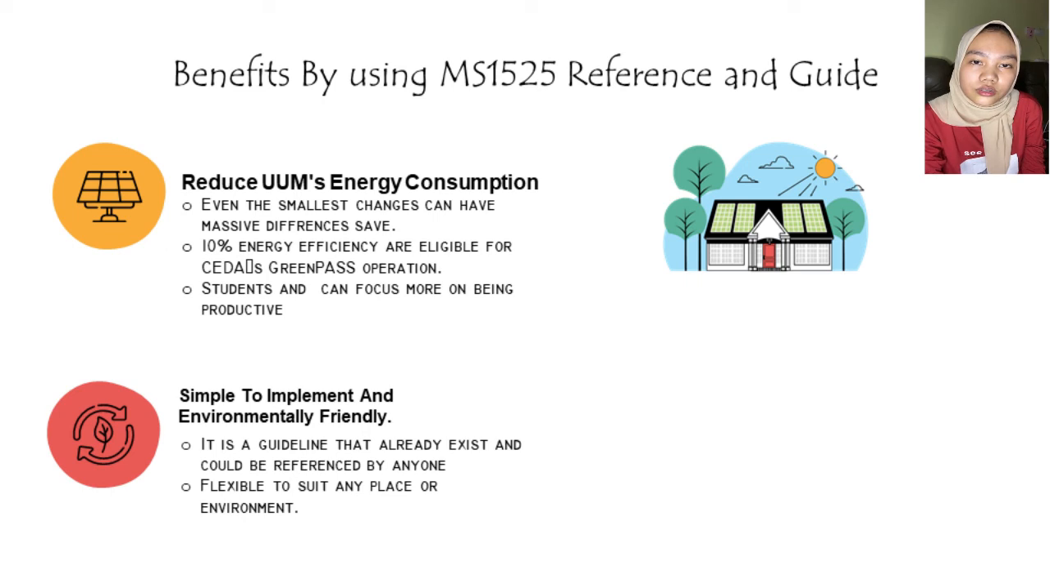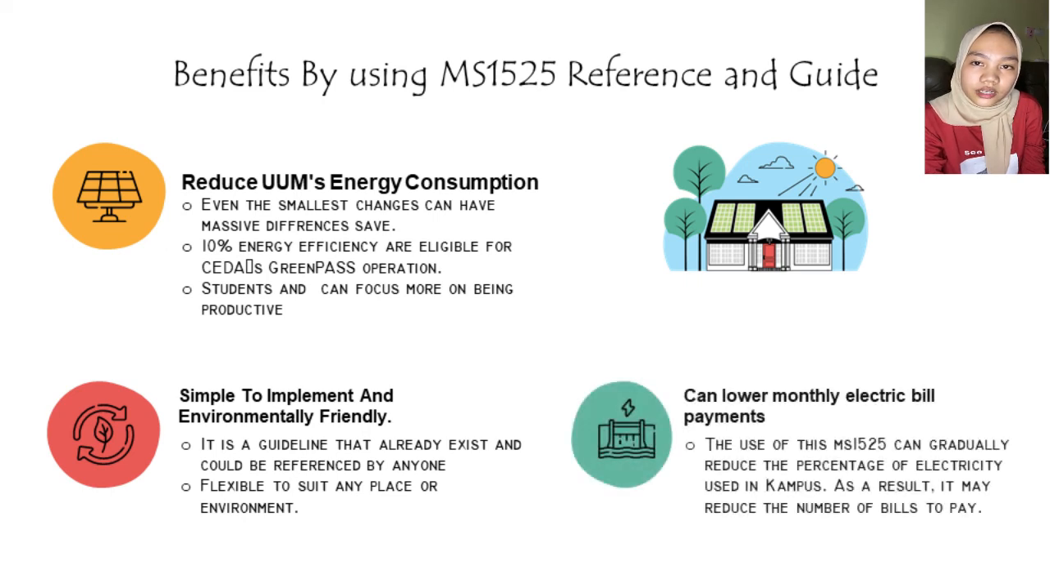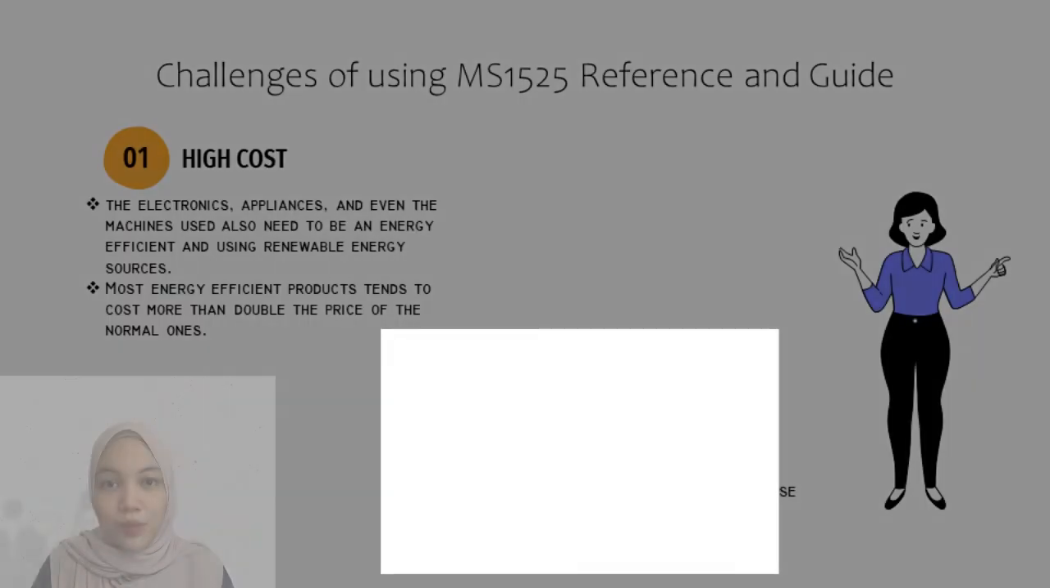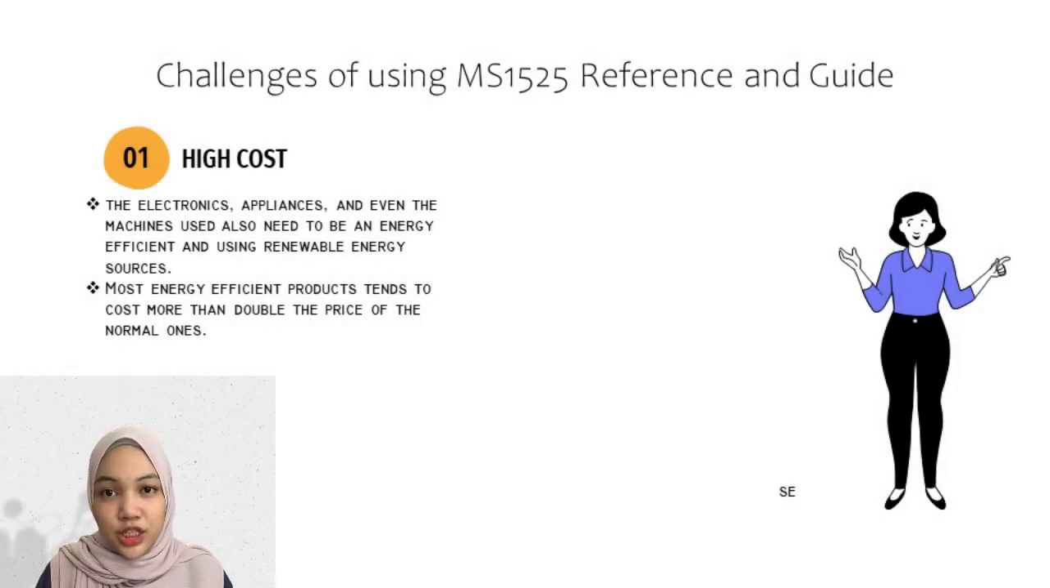It is flexible and suited to any place or environment. Last but not least, it can lower the monthly electric bill payment. The use of this MS 1525 can gradually reduce the percentage of electricity used on campus. As a result, it may reduce the bills to pay. Now we will see the next part, which is the challenges.